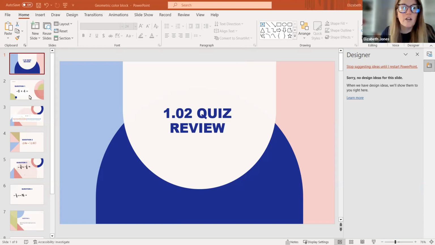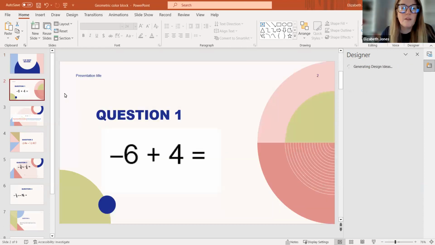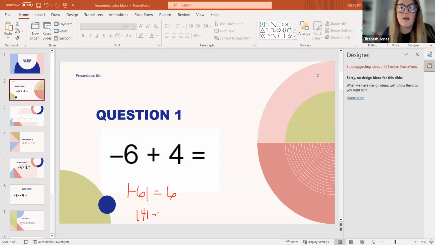So we're going to take a look at question number 1. We have a negative and we're adding it with a positive. And remember how we talked about this week, we talked about taking the absolute value of each number. So we take the absolute value of negative 6 and we get positive 6. We take the absolute value of 4 and we get positive 4. Now, why is this important? Because once we take the absolute value of these numbers, that's how we know the sign of our answer. We know that 6 is the larger value, which means that our answer is going to be negative.